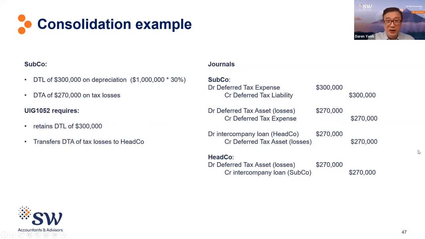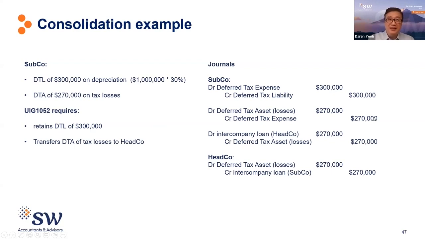So the journal entry is to debit deferred tax asset by 270,000 and credit deferred tax expense by 270,000. Okay. Now, I note here that if the subsidiary assesses that it's not probable that you'll use those losses, then it would not recognize any deferred tax asset and there'll be nothing to be assumed by the head company.